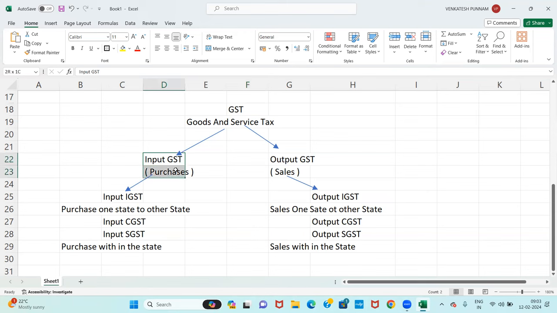We want to calculate input GST when you are doing purchases. We want to calculate output GST when you are doing sales. Again, input GST comes under three types: input IGST, input CGST and input SGST. Input IGST, we want to calculate when you are doing purchases from one state to another state. And CGST and SGST, when you are doing purchases within the state.